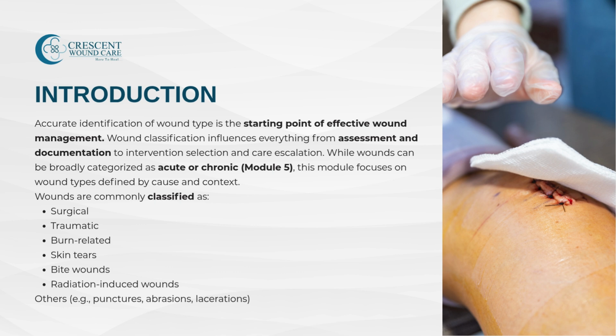Correctly identifying wound type is the foundation of effective wound care. Wound classification impacts what you document, how you intervene, when you refer or escalate, and ultimately, how well your patient heals. In Module 5, we focused on healing timelines, acute versus chronic. Now, we shift gears to focus on wounds by cause: surgical, traumatic, burn, skin tears, bite wounds, radiation-induced, and other, less common types. Let's examine each in detail.